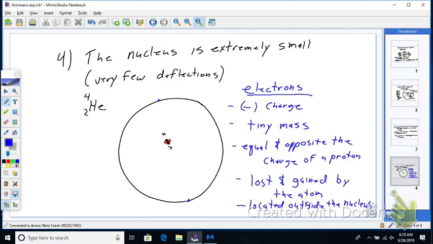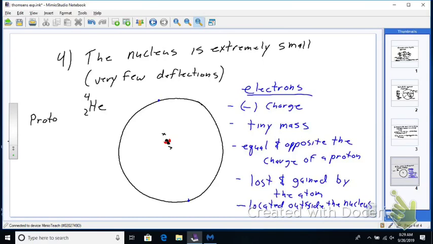Okay? The second thing we want to take a look at is the protons. So protons. What do we know about protons? Positive charge. Okay, what else? Where are they located? Okay, located in the middle. We call that the nucleus.